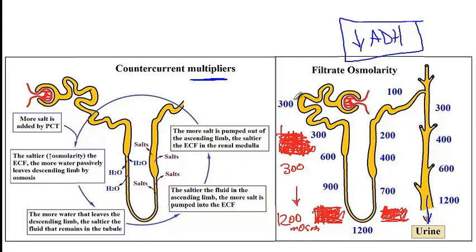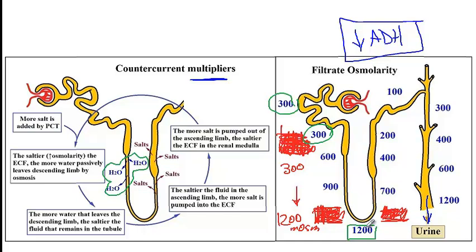So we just discussed how filtrate has 300 milliosmolar concentration in the proximal convoluted tubule, and it will maintain that osmolarity. Once it reaches the descending loop of Henle, only water is getting reabsorbed, as a consequence of which osmolarity keeps on increasing until it reaches 1200 milliosmolar.